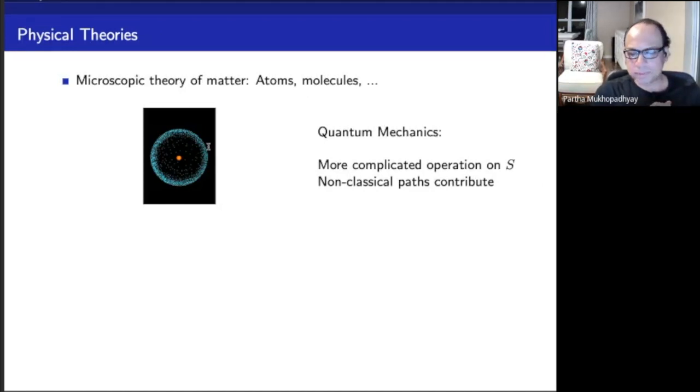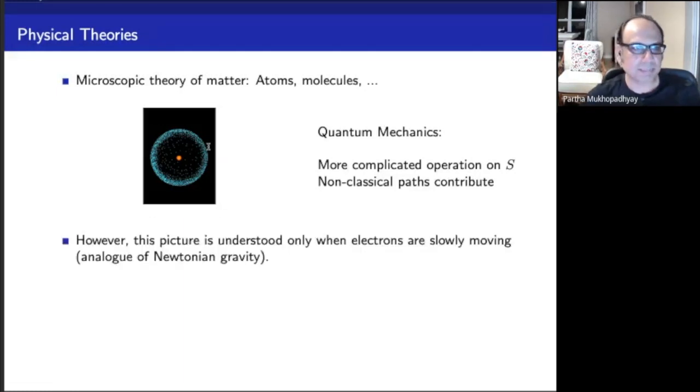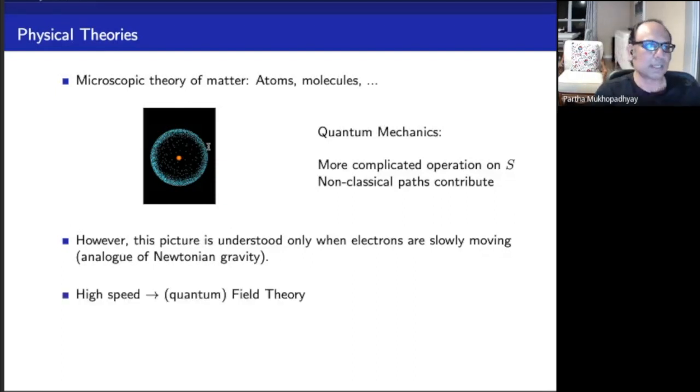But this is not the end. The problem is that this picture is again valid when the electron is moving very slowly. So it is not a relativistic picture. It is an analog of Newtonian gravity. The question is, how do you describe this quantum mechanical motion when the speed is very high? And physicists have found that at high speed, the description that's suitable is again a field theory, where there are fields living in the space-time continuum, except that now it is not classical like Einstein's general relativity, but it's quantum.